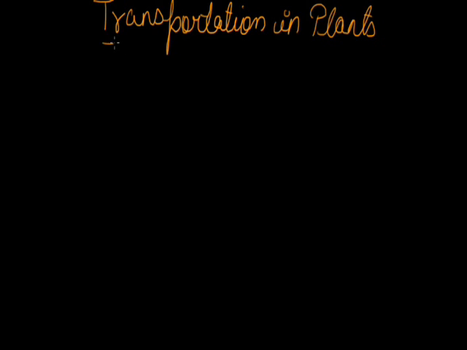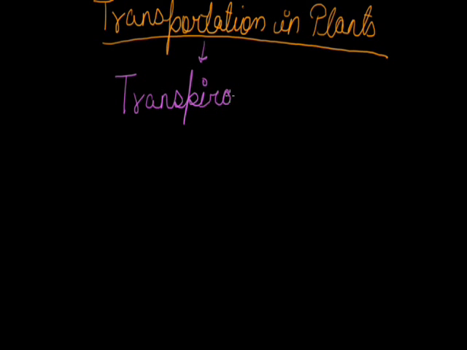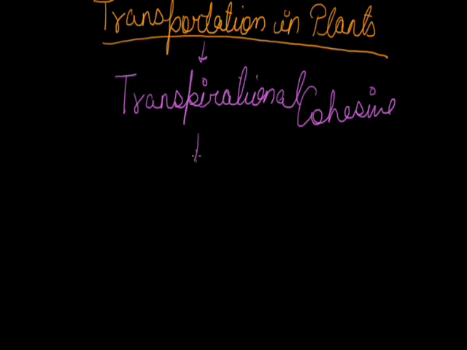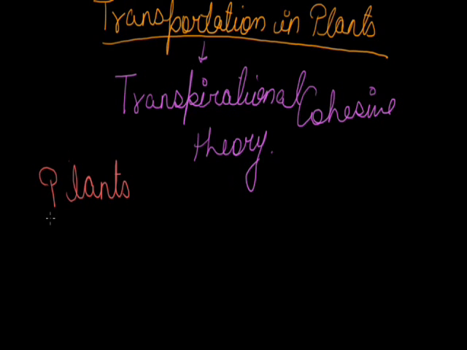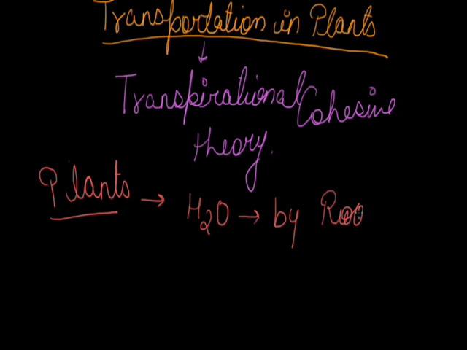Next, talking about the transportation in plants. Different types of theories have been proposed to explain the transportation in plants, but the most acceptable theory is the transpirational cohesive theory. According to this theory, water is absorbed by the roots and transported to various parts of the plant like leaves, branches, stems, etc.